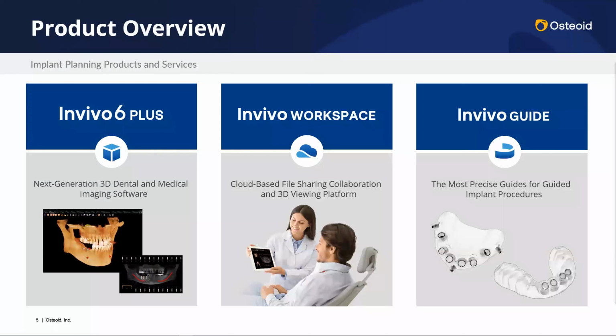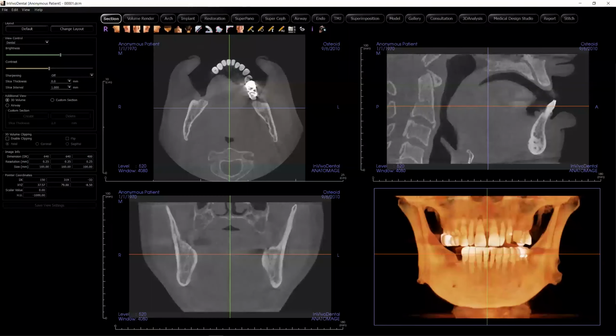So now that we have an overview of all of those products and services, I'm going to jump into our software and we're going to plan our case together. So what you see before you is Invivo 6 Plus. This is our 3D software. Within this software, you can see we have a lot of tabs across the top. Section through consultation would be included in the comprehensive software package. So as you can see, Invivo is quite comprehensive. The 4 at the very end, 3D analysis onto Stitch, are add-on modules that are available as well.